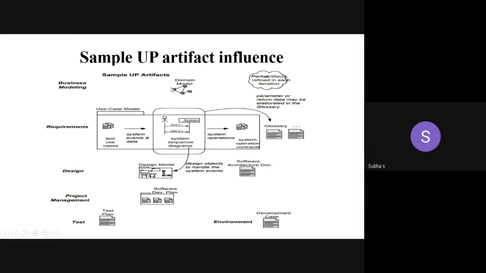What are the artifacts we have used here? Domain model, use case model, design model, software architecture document, software development plan, which is also an artifact, test model or test plan, and the development case. In the glossary, as told, we maintain all the parameters and all the written data that are elaborated.